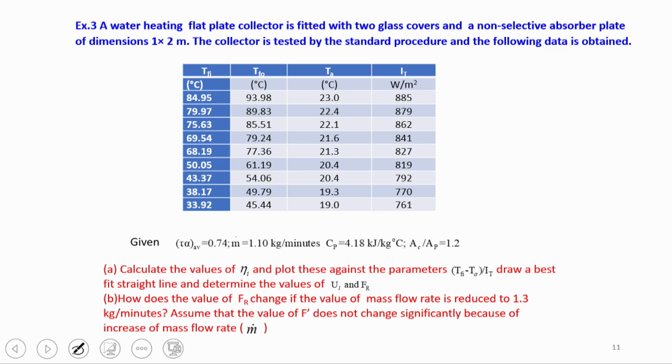So the mass flow rate I am going to reduce, because this is a flat plate collector and we are dealing with water. In the earlier example we were dealing with air, right? So this is for water. Now we are increasing or decreasing the mass flow rate, and we would like to see what happens if we do that. And assume the value of FDS does not change significantly because of the change in mass flow rate, so this same FDS we can use for both the cases. So can you do it?